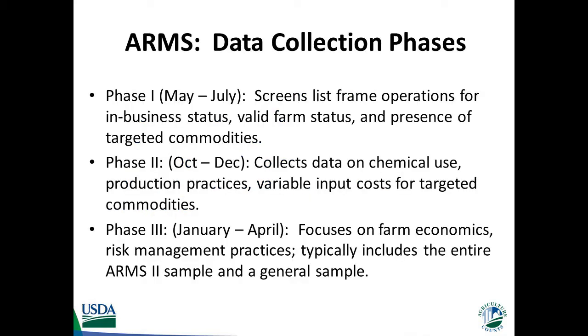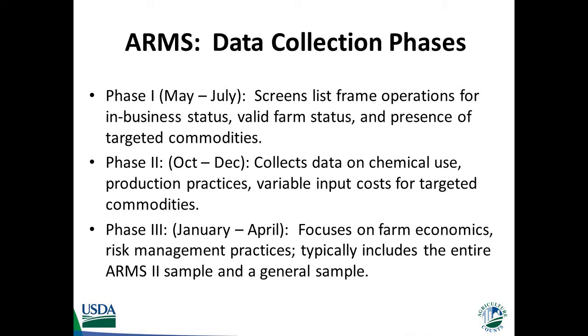The ARMS is conducted in 3 phases. During Phase 1, conducted primarily between May and July, we identify operations that are actively farming, multiple operating arrangements, and operations that have the targeted commodities for Phase 2 and Phase 3. We will also ask questions about the farm in general, including acres owned and operated, acres of cropland, type of farm, and the gross value of sales. With this data, we can screen respondents for subsequent phases based on whether they have the commodities of interest.